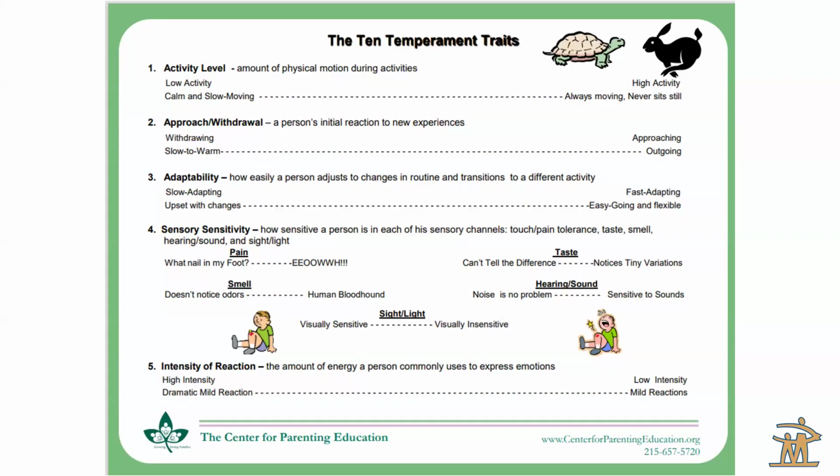The fifth one is intensity of reaction, the amount of energy a person commonly uses to express their emotions. Some people are high intensity, they're dramatic. And some kids have low intensity and mild reactions, just kind of low key.